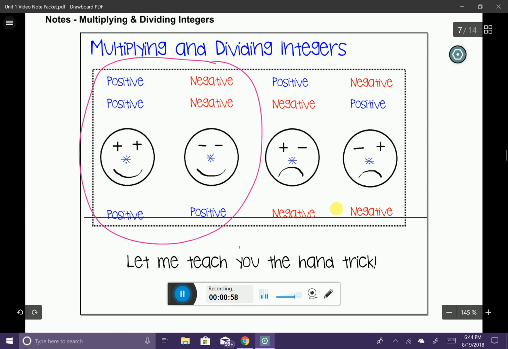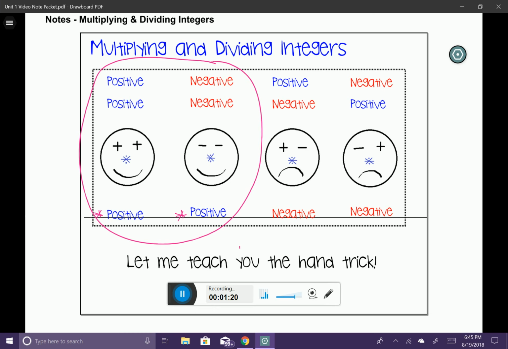The thing to note on this half of the little picture is that when you have two integers that have the same sign, for example, a positive sign and a positive sign, it's going to give you a positive answer. Same thing, if you have two numbers that have the same sign, such as a negative and a negative, you're going to get a positive answer. So two numbers with the same signs means you're going to end up with a positive answer.